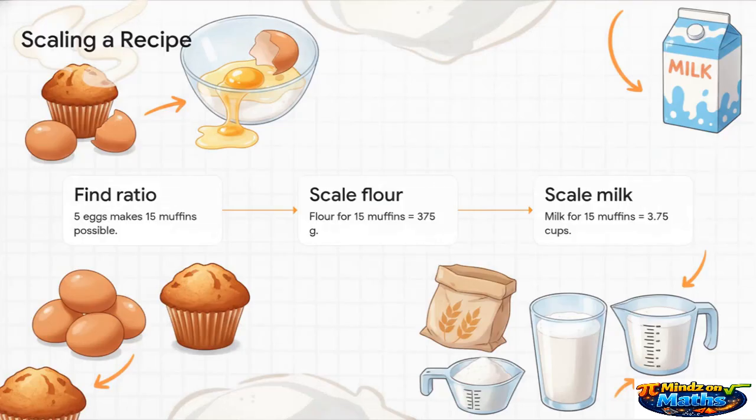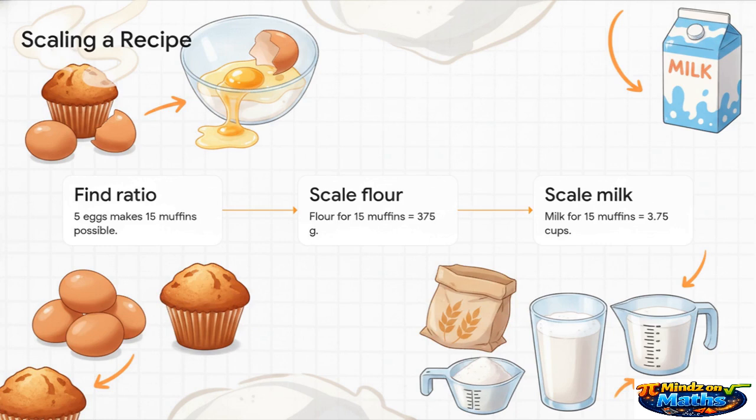All right, let's see how this builds into a multivariable scenario, like scaling a recipe to its absolute maximum potential. Say a recipe for 6 muffins needs 2 eggs, 150 grams of flour, and 1.5 cups of milk. But you've got 5 eggs in your fridge and you want to make as many muffins as physically possible. Step 1, find your limit. If 6 muffins need 2 eggs, that means 1 egg makes 3 muffins. With your 5 eggs, you can make a maximum of 15 muffins, so eggs are your limiting factor.